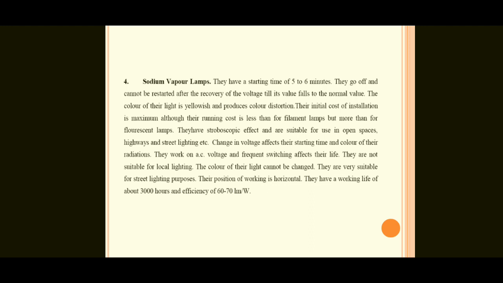Next one, mercury vapor lamp. It takes some time to start, approximately 5 to 6 minutes. Once the supply is off, it takes some time to switch on; the light will glow and again come back to the normal position. Here the main disadvantage is the initial cost is high, but compared to a fluorescent lamp it is less, and the running cost is very much less. Stroboscopic effect is present.